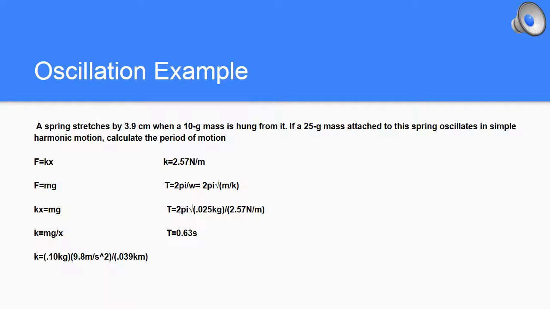Now, in order to calculate the period, we could use 2 pi over the angular velocity, but since we don't have the angular velocity, we have to use another formula, which is 2 pi times the square root of mass over the spring constant. And we have the mass and we have the spring constant, so we're able to solve for the period. So we're going to have the period equals 2 pi times the square root of 0.025 kilograms over 2.57 newtons per meter. And then from there we calculate the period equals 0.63 seconds.